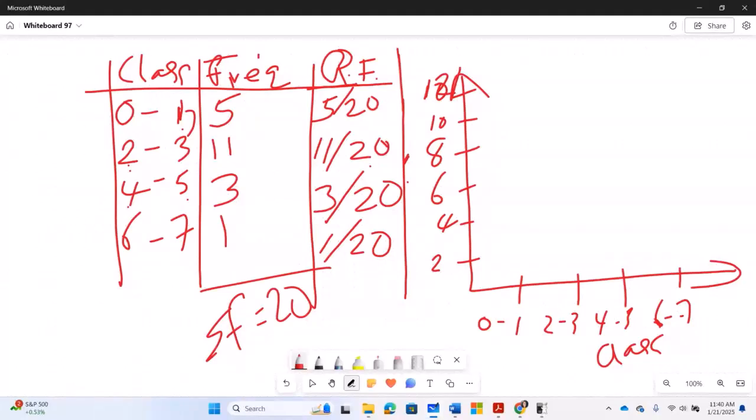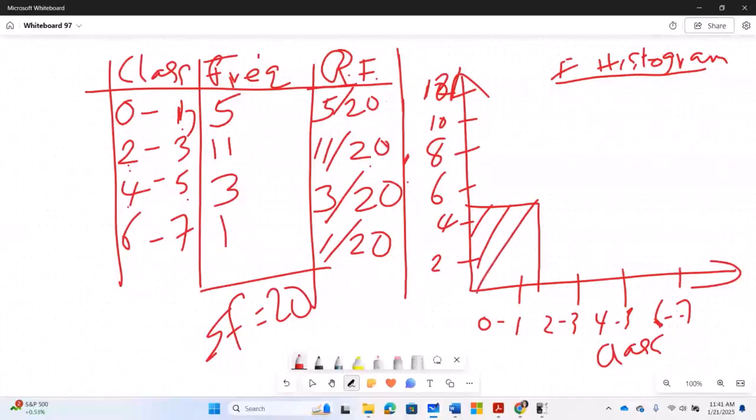So I'm going to draw a frequency histogram of the data. All right, so now I know that the frequency of the first class is 5. So frequency of the first class is 5, and 5 actually ends here. So I can just make my bar here and shade the bar.